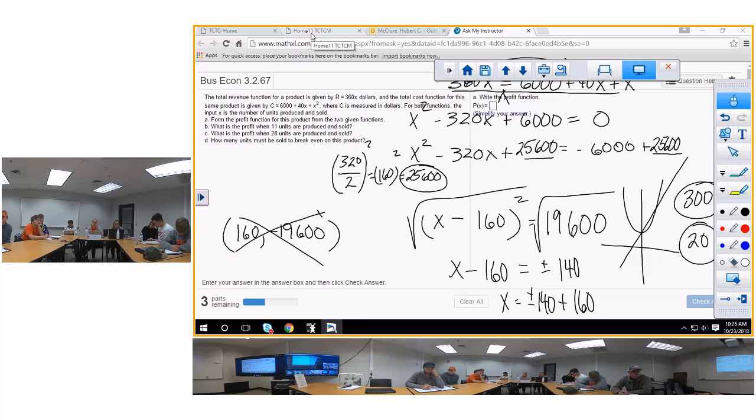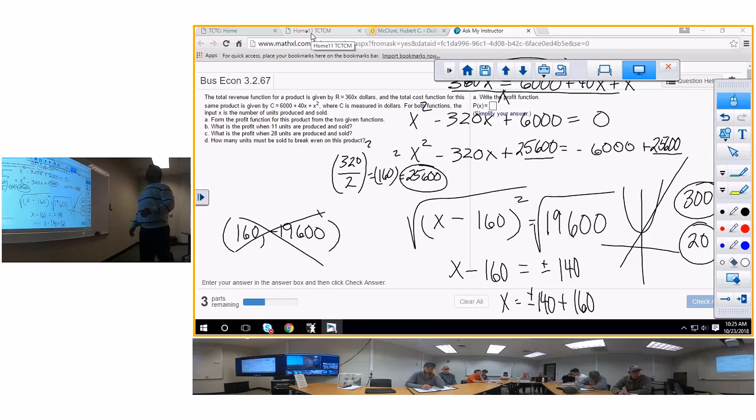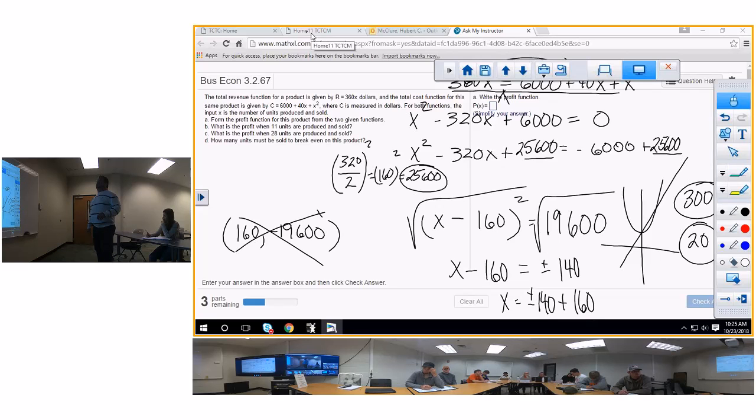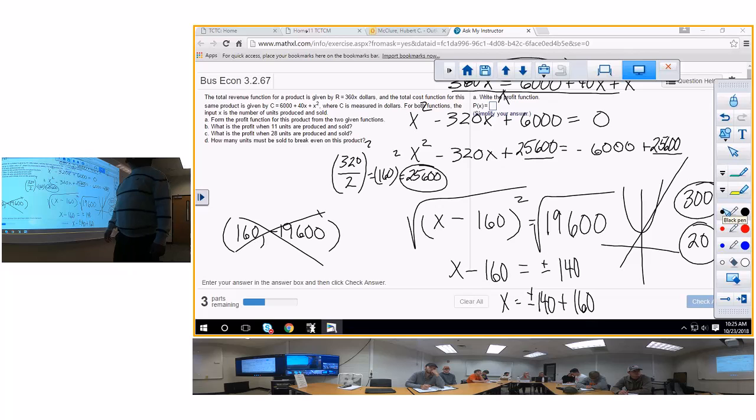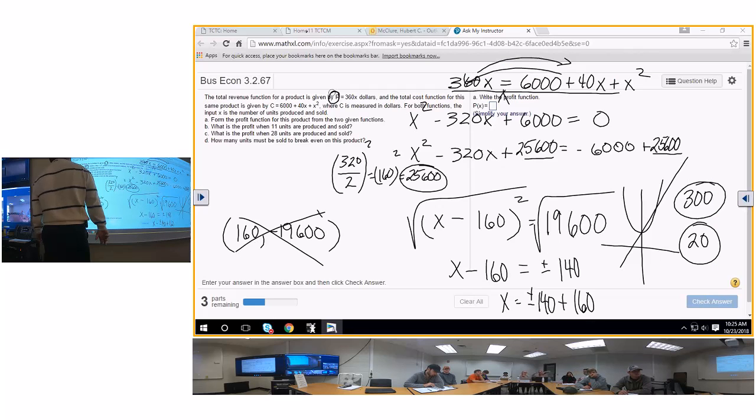Form the profit function for this product from the two categories. What is the profit when 11 units are produced and sold? Oh, well, I just gaffed up the whole thing. It's really just asking you to plug and chug. The total revenue, that's the revenue, and this is the cost. So if you want to form the profit function, I think I just did with setting them equal to each other. What is the profit when 11 units are produced and sold? Then you'll plug 11 into x and you'll solve.